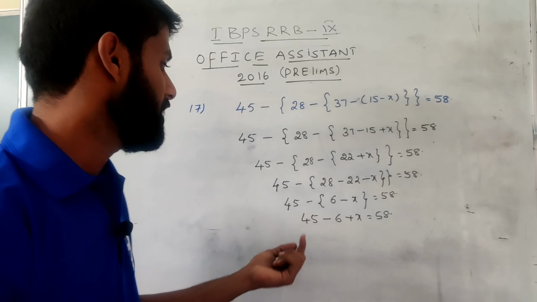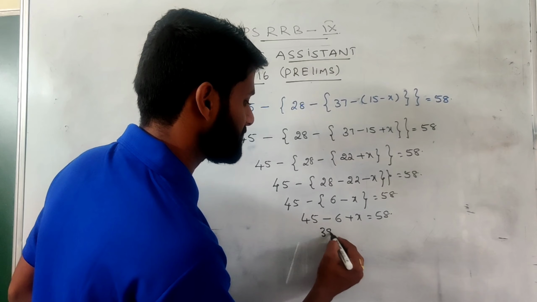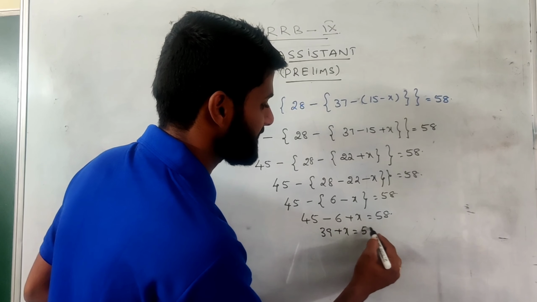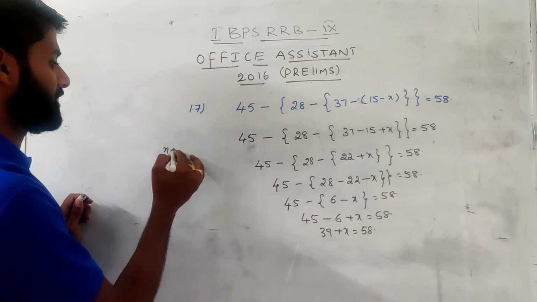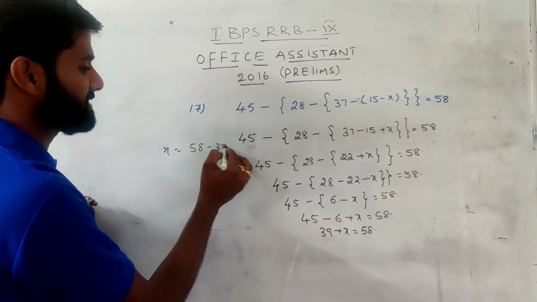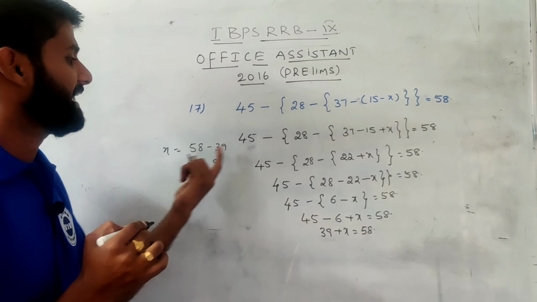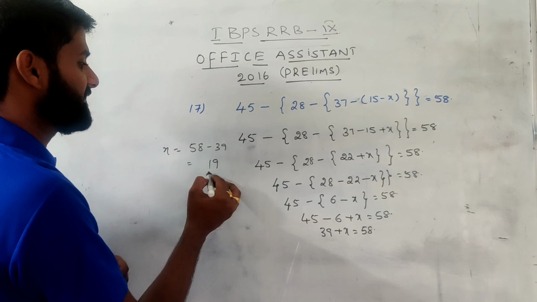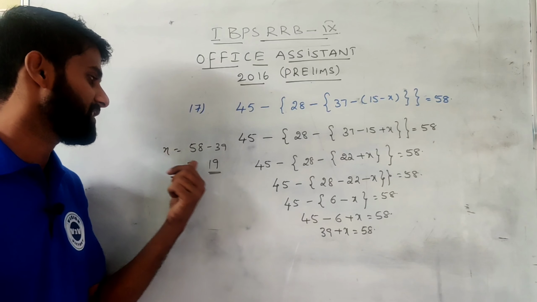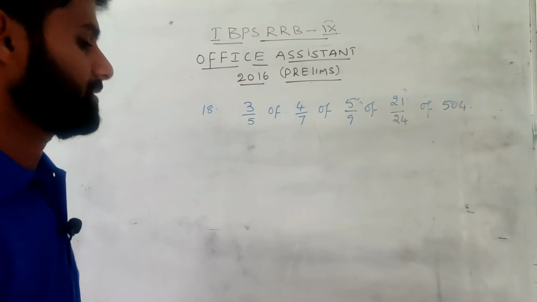Then see, 45 minus 6 is equal to 39. 39 plus x is exactly equal to 58. Then x is equal to 58 minus 39. Then see, we have a 9. 18 minus 9 and 4 minus 3. 4 minus 3 is equal to 1. The next value can be replaced by 19. Next one, see.